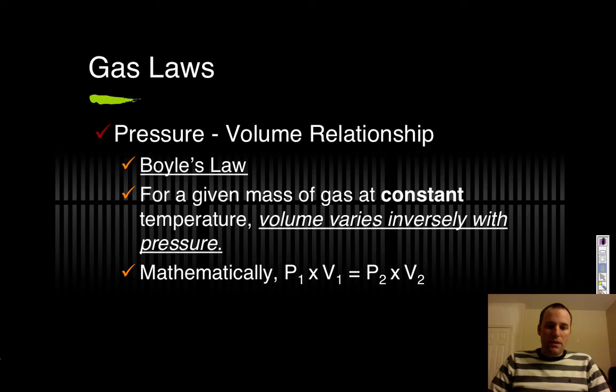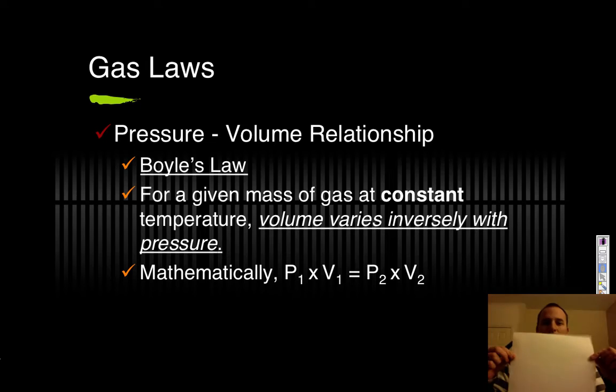So the first one up that's listed here is Boyle's Law, and it says for a given mass of gas at constant temperature, volume varies inversely with pressure. So keep in mind that we're keeping the temperature constant, so we're not going to refer to that mathematically, and you can see that it says P1 times V1 equals P2 times V2. And so what that means is that the volume varies inversely. So think about what inverse means. That means opposite. Okay, so if volume is opposite to pressure, that means if the pressure goes up, the volume goes down, and if the volume goes up, then the pressure goes down, and vice versa.